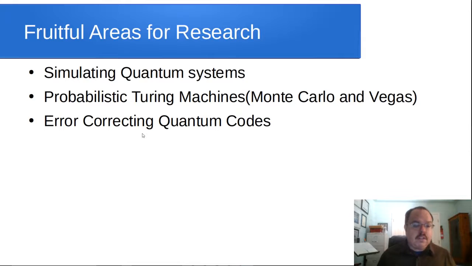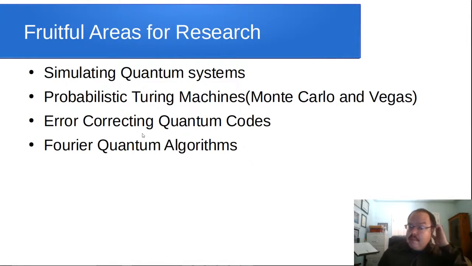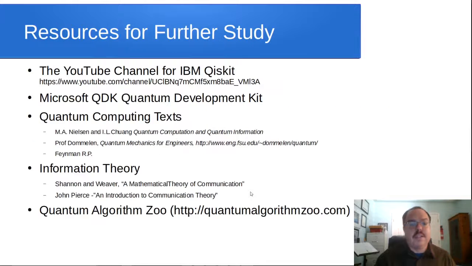Error correcting quantum codes: if you like codes, if you like puzzles, if you like cryptography, there's a lot of work that needs to be done here. And for me, just because I was an electrical engineer as an undergrad, I love Fourier series. They're an amazing tool, and when I found out there was a quantum Fourier algorithm, I wanted to figure it out, because Fourier series are incredibly powerful in classical signal processing. If there's a quantum algorithm version of it, I want to see what it does. So those are my thoughts on it.